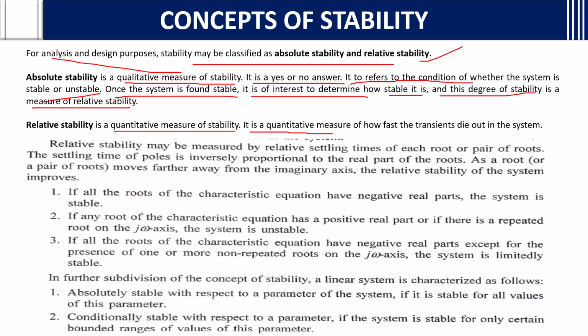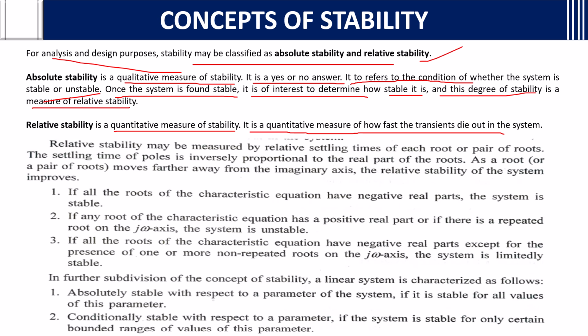It is a quantitative measure of how fast the transients die out in the system. How transients die out in the system, it is quantitative, whereas absolute stability is either stable or not stable, either a yes or no answer type of stability.